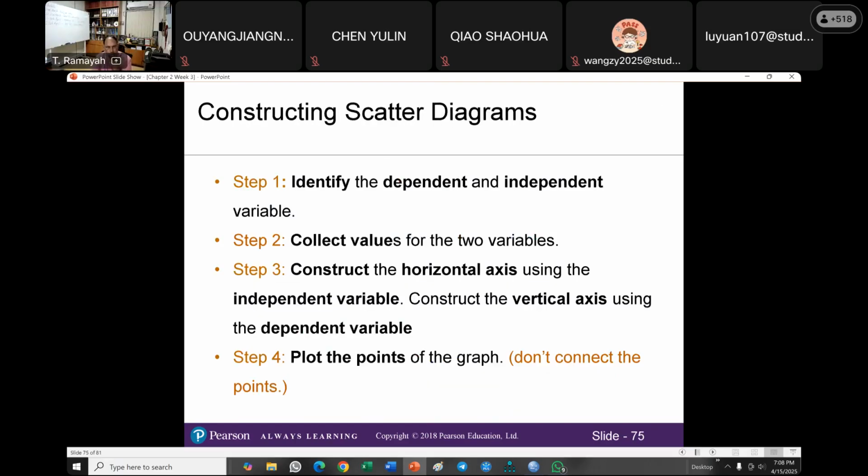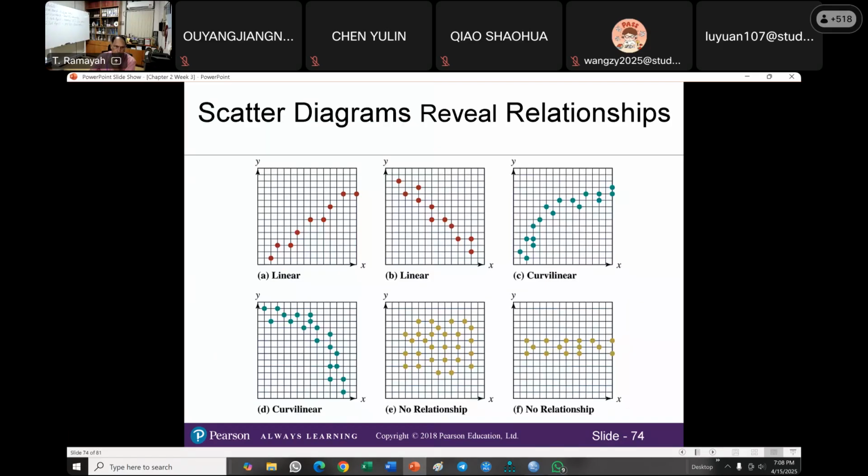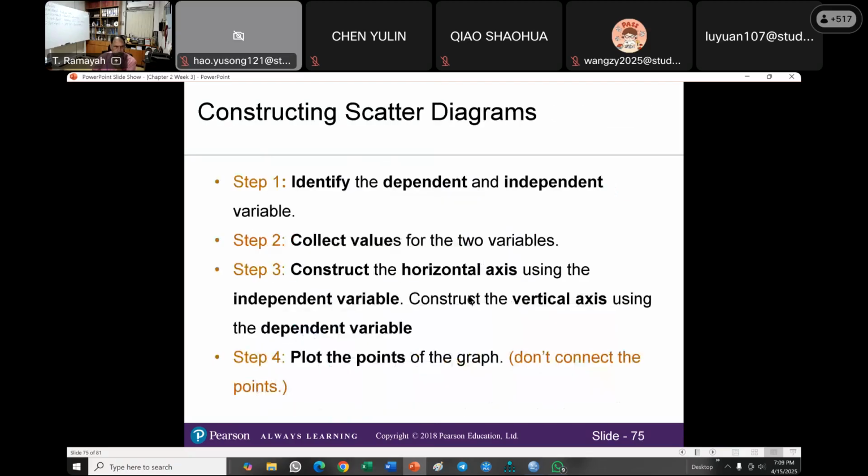How do you construct a scatter diagram? These are the four steps you can follow. First, we need to identify the independent and dependent variables. This is your dependent, this is your independent. Then we need to collect the values for both the independent and dependent variables. And the third step, we put the values on the vertical and the horizontal axis and plot.